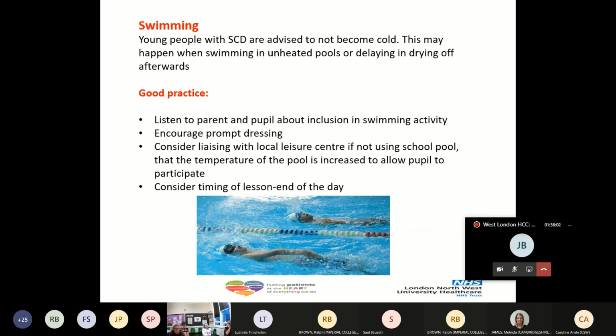And similarly, another school looked at the timing of the lesson. So often swimming lessons were right at the beginning of the day, but they changed theirs to the end of the day, just to allow the parent then to come in and help. And then obviously the child was able to go home to their warm house, rather than having to sit potentially in the classroom with damp hair for the rest of the day. So just general little things that may help, but allow the child to be included as well.